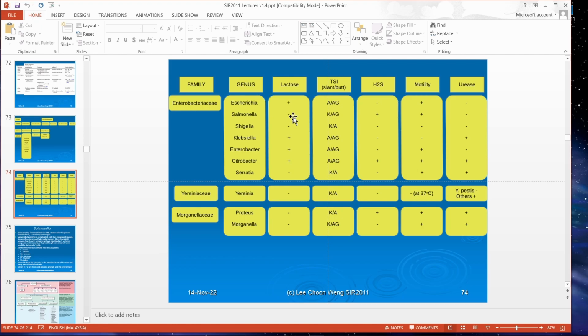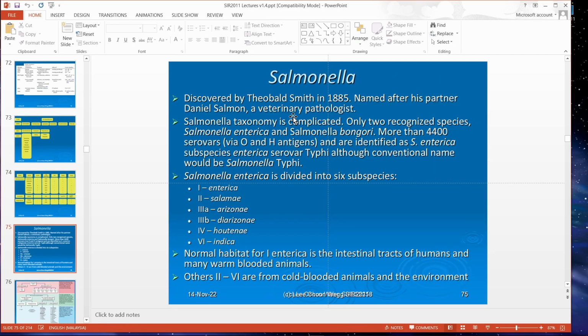And we are talking about genera here, which is not a good argument, because different species within the same genus may give different biochemical results. Now we will move on to the next genus, Salmonella.